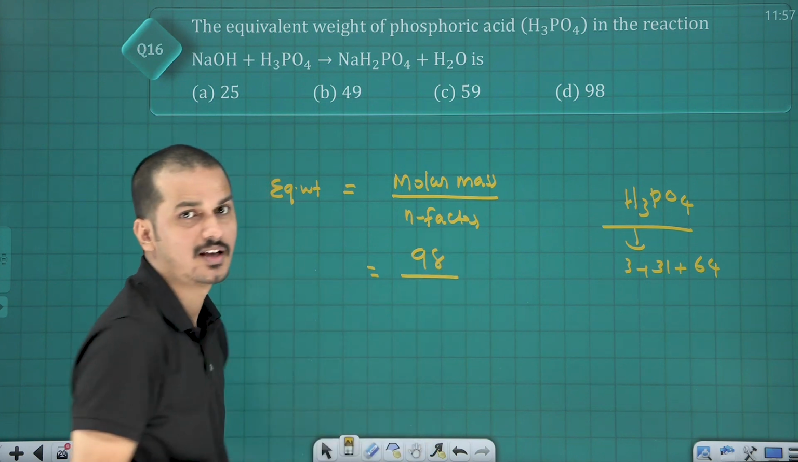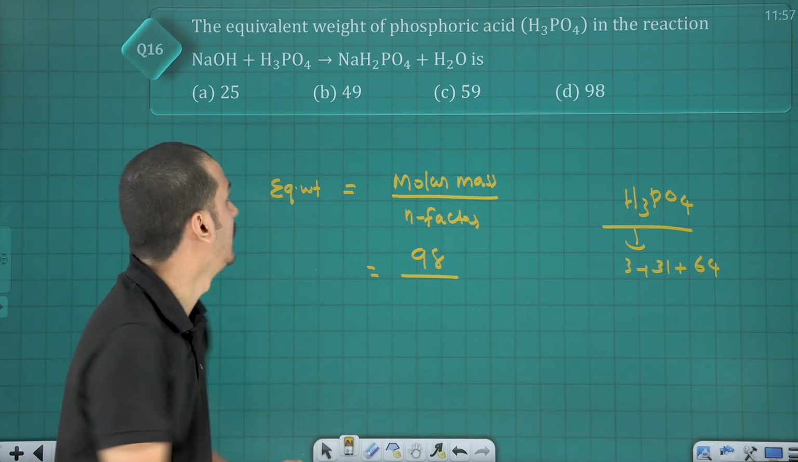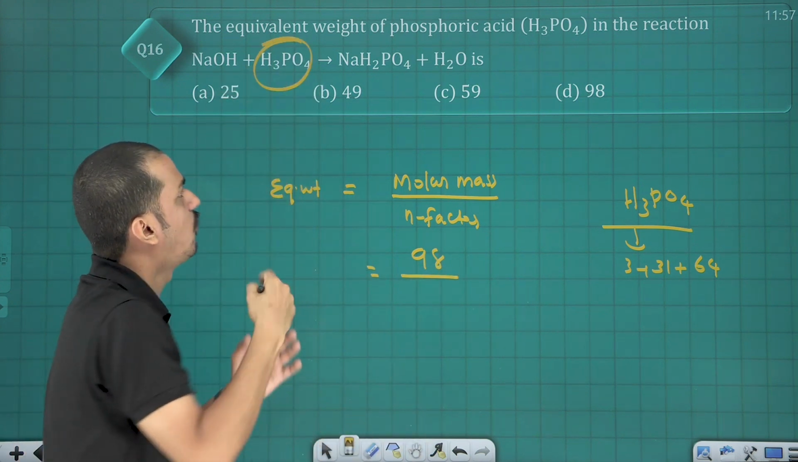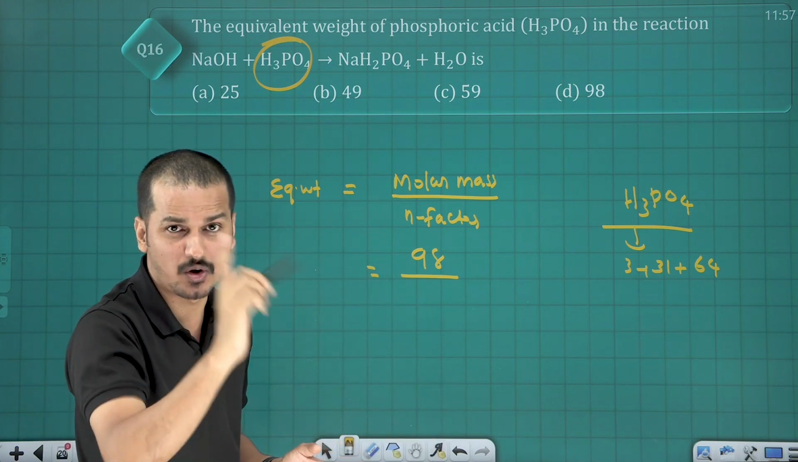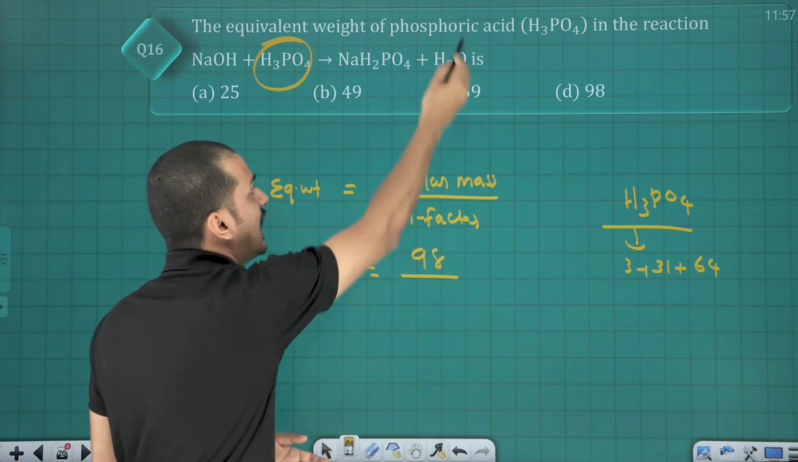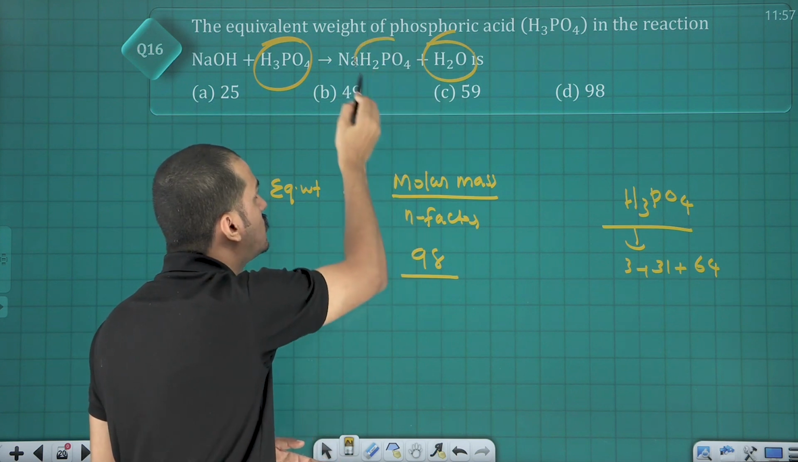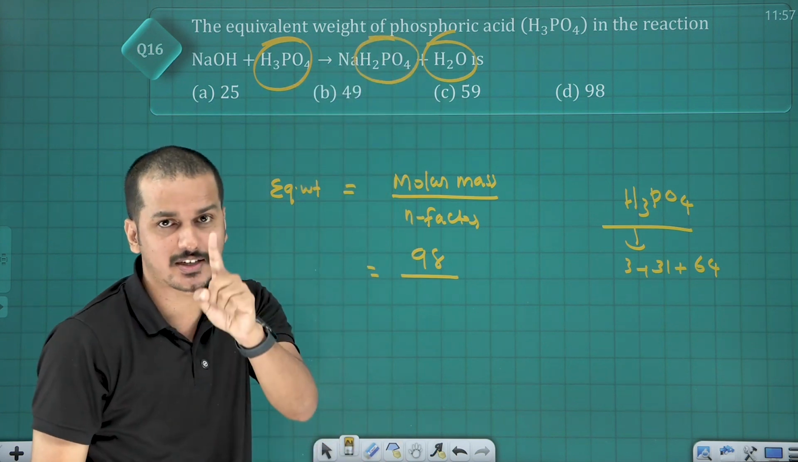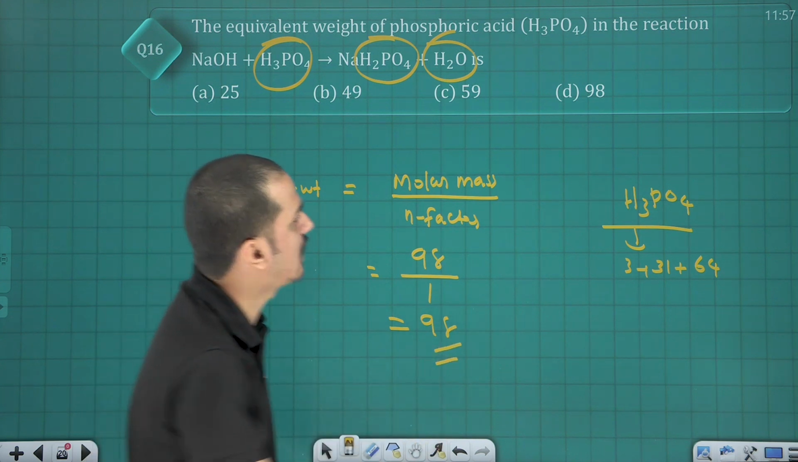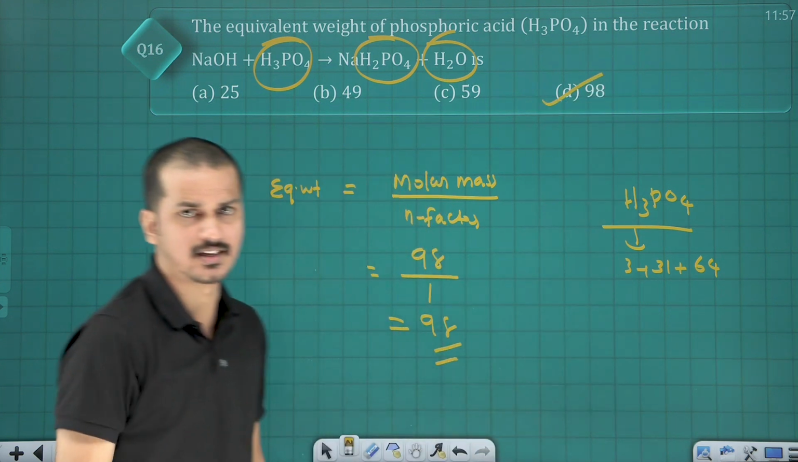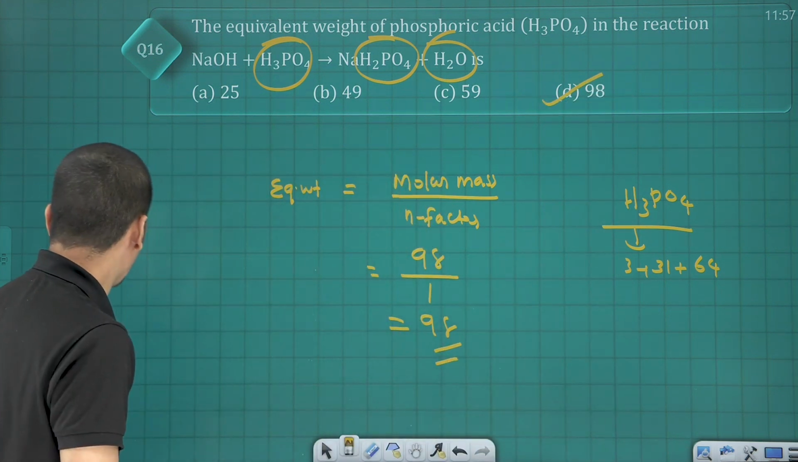What is the N factor? The number of replaceable hydrogens. Here, in H3PO4, once it reacts, only one hydrogen is removed, and that hydrogen forms H2O. Now H2PO4 is there, so its N factor is 1. So the equivalent weight is 98 itself. Option D is the correct answer. Ready? We can go to the next question.